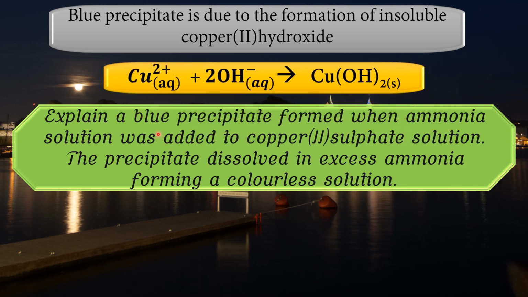So the copper(II) ions that came from copper(II) sulfate reacted with the hydroxide ions that came from ammonia solution, and we formed copper(II) hydroxide. Copper(II) hydroxide is a solid, and that is what formed what we call the blue precipitate. The blue precipitate is copper(II) hydroxide. That is our blue precipitate that was formed.